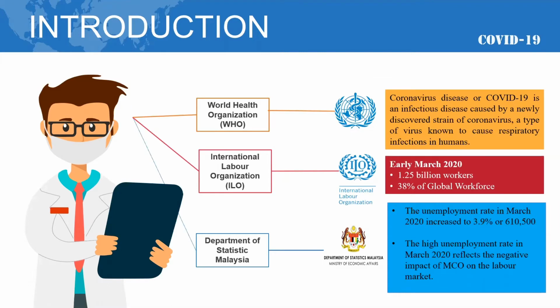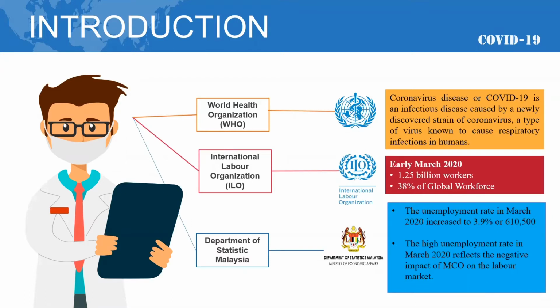Next, according to the International Labour Organization or ILO, they said early in March that 1.25 billion workers, or 38% of the global workforce, are facing a high risk of pay cuts or layoffs. Malaysia is also affected due to the Movement Control Order or MCO, and definitely it is causing a rise in the unemployment rate in Malaysia. As proof, the Department of Statistics Malaysia shows that the unemployment rate in March 2020 increased to 3.9%, and it reflects the negative impact of the MCO on the labour market.